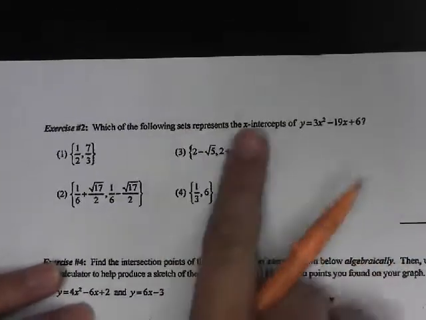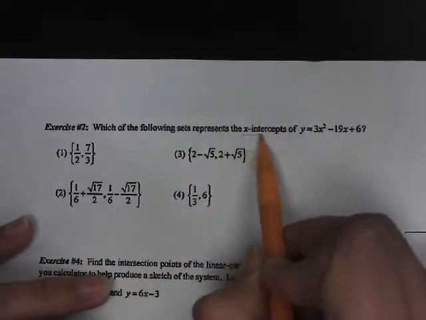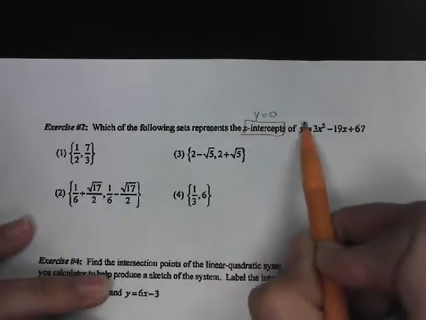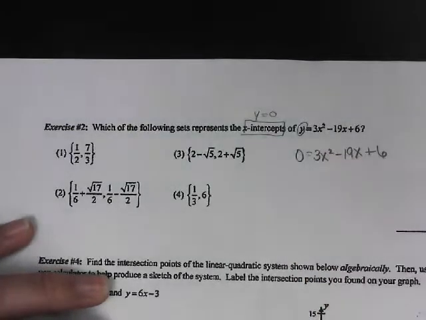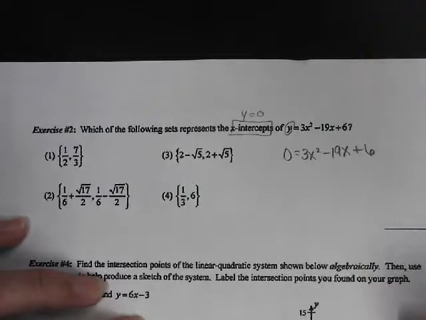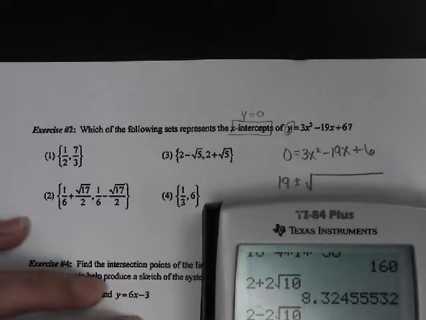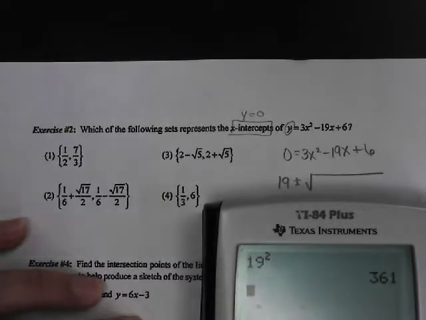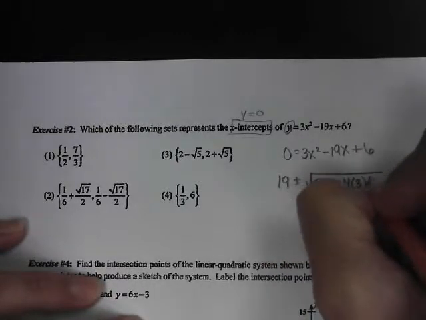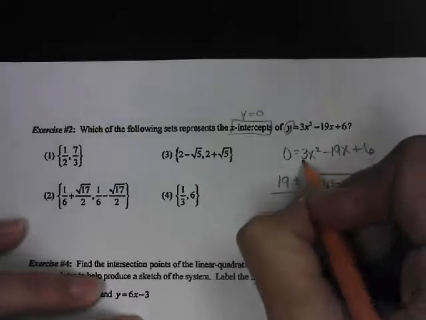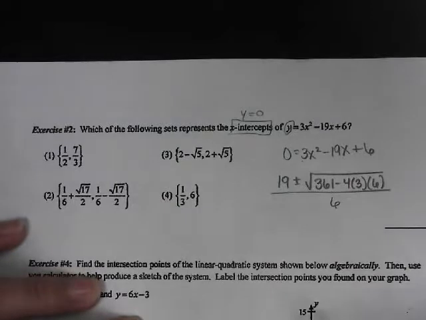Now, again, phrased a little bit differently, but the skill is still the same: which of the following sets represents the x-intercepts? Again, y equals 0. So we're going to make that 0. And use our quadratic formula. Opposite of b is 19. Plus or minus the square root b squared. So I have to do 19 squared, 361, minus 4 times an a of 3 and a c of 6, all over 2 times a. A is 3 here, so 2 times that is 6.